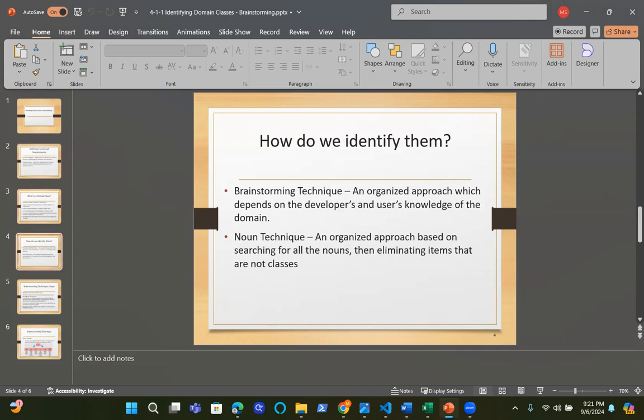There are two primary techniques that are used to identify the classes. The first technique is called the brainstorming technique. It works well for experienced developers, especially developers that are also domain experts. And by domain experts, we mean someone who's very familiar with the business operations for a particular type of system. The second technique is called the noun technique. This technique is more of a systematic approach to make a list of all possible classes, and then we find a list of those that are actually important. We will discuss each technique.